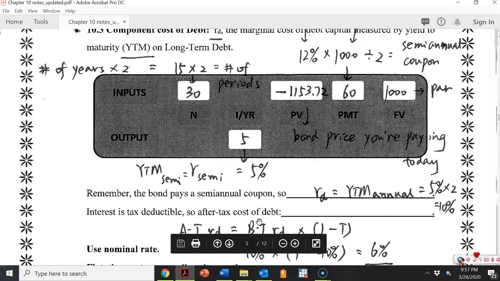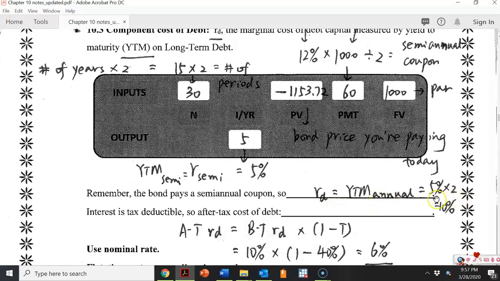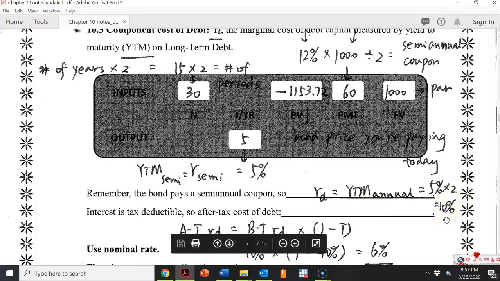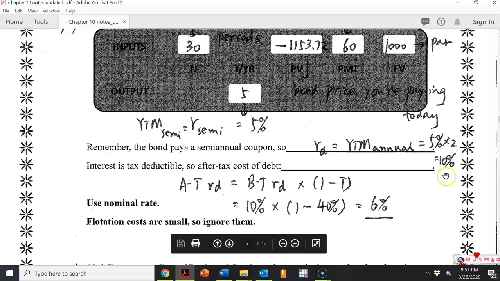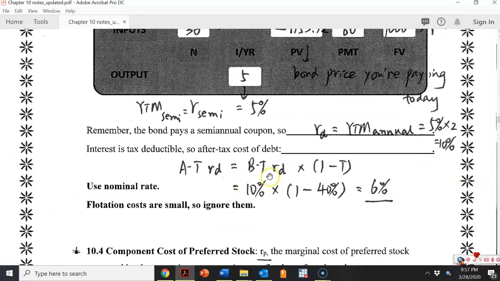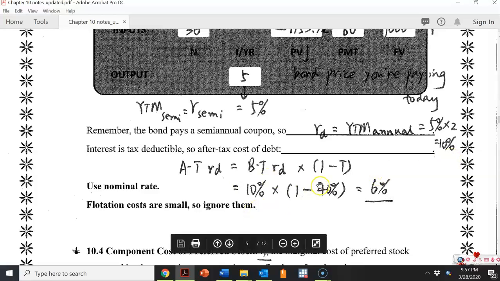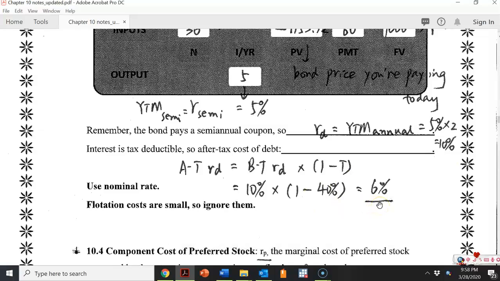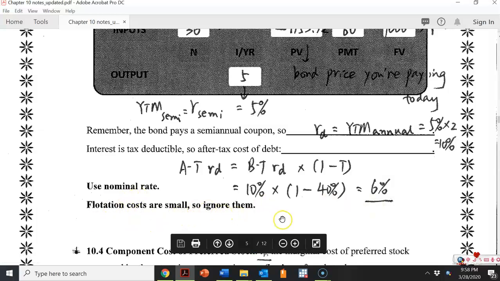So the cost of debt, which should be the annual yield to maturity, should be this 5% multiplied by 2, which is 10%. And if we want to use this 10% annual nominal cost of debt to calculate WACC, we also need to adjust this before-tax cost of debt, 10% multiplied by 1 minus tax rate, 1 minus 40%. So the after-tax cost of debt is 6%. This is the item we're going to use when we calculate WACC. We have to use the nominal rate here, and because flotation costs are so small, we ignore them here.